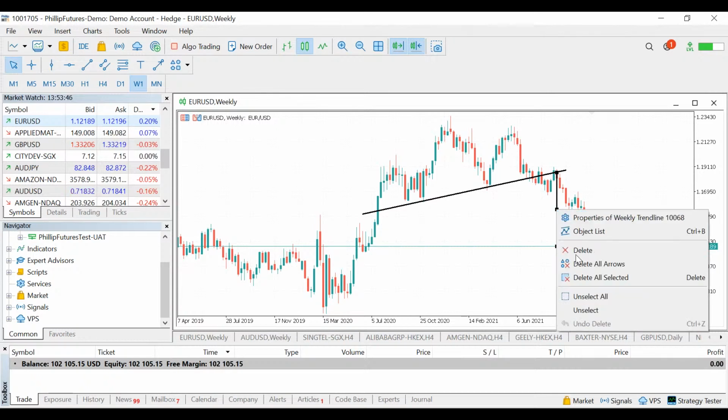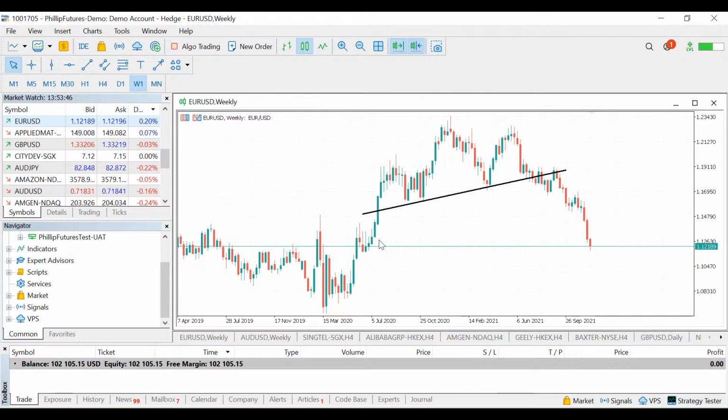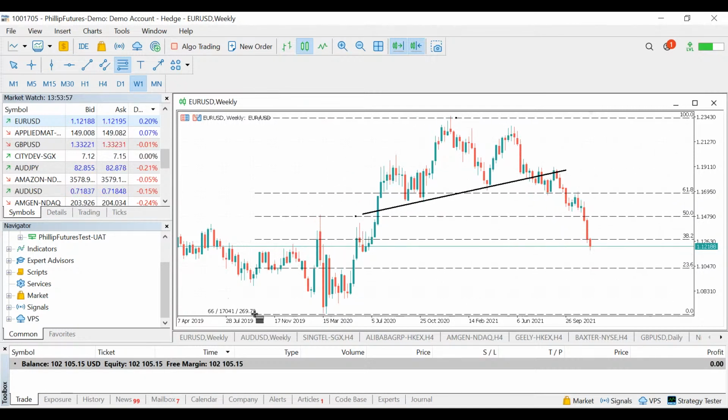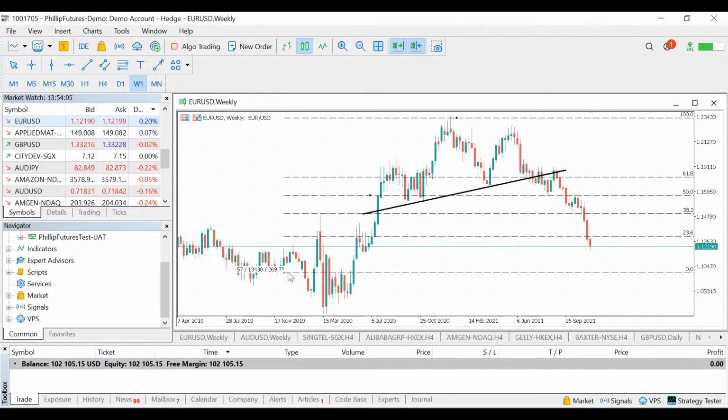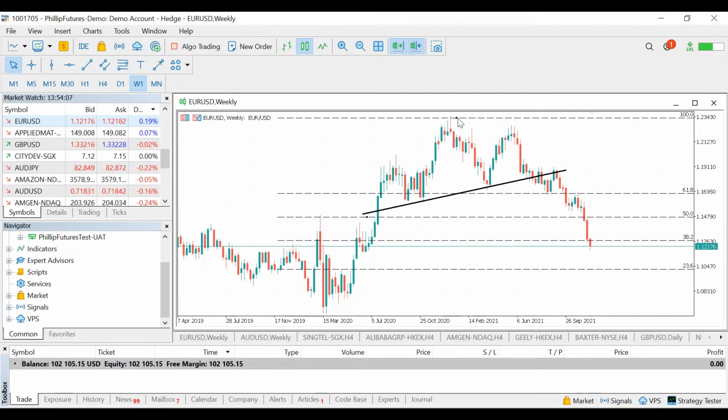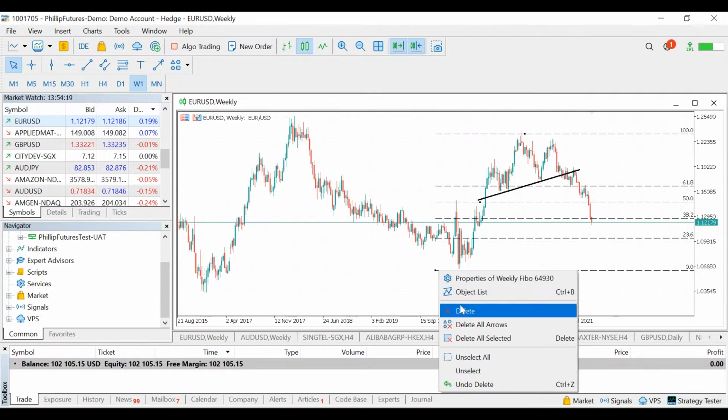So that's one method to use technical analysis, and you can have all those functions in MT5. This is line drawing. You can also draw Fibonacci levels. This is another trading indicator that's really useful. You can search it up. It's another useful tool in your technical analysis arsenal. Okay, so let's delete that.